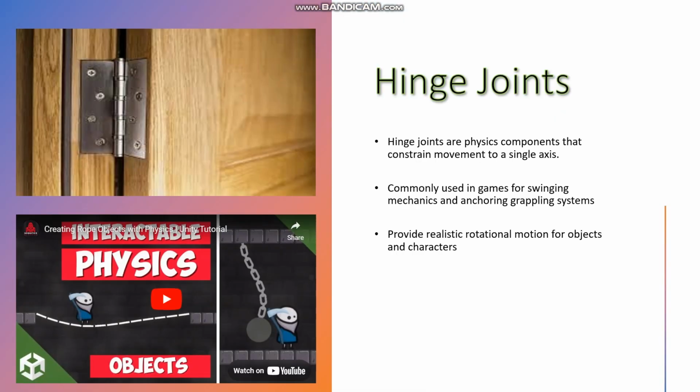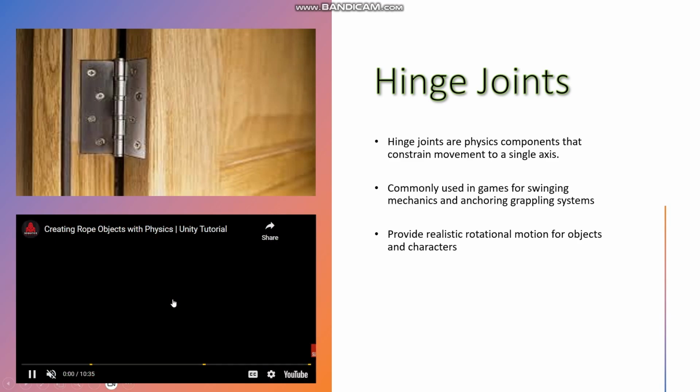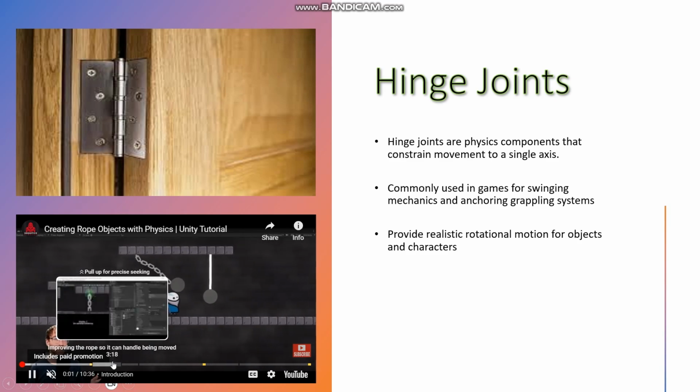So, hinge joints are physical components that constrain movement to a single axis, mimicking the motion of a door hinge or pendulum. They are commonly used in games to simulate realistic rotational motion, which is essential for creating immersive gameplay mechanics. So here I want to show you an example of how hinge joints are used in games.